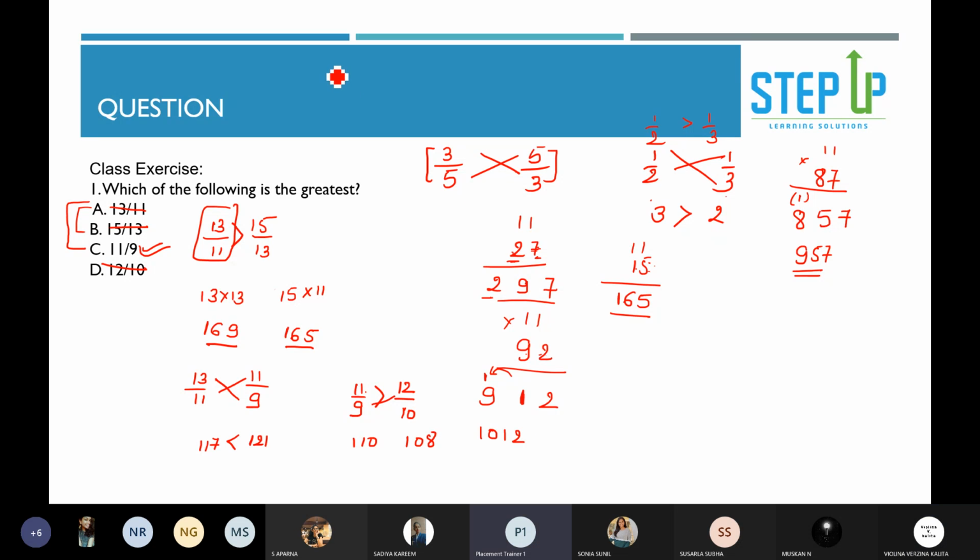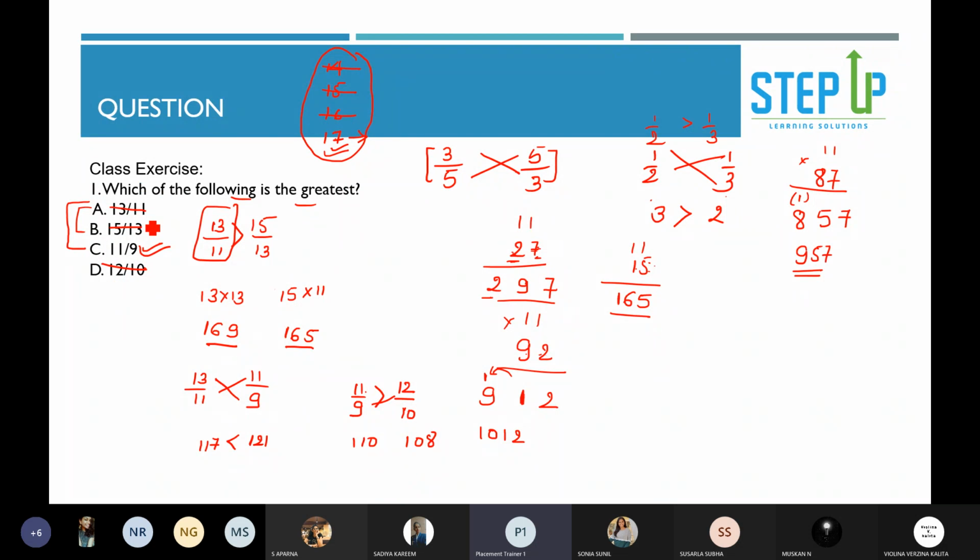The question is 14, 15, 16, 17. Which of the following is the greatest? They are asking out of these four numbers, which one is greatest? What is the answer? 17. Now what you're doing, you're comparing 14 and 15. When you compared 14 and 15, you got to know that 15 is greater, so you eliminated 14. Now you compared 15 and 16, so you got to know that 16 is greater, so you eliminated 15. Similarly, you compared 16 and 17, so you got to know that 17 is greater, so 17 is the answer.